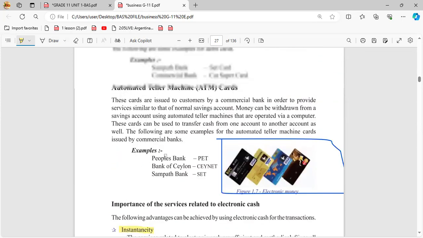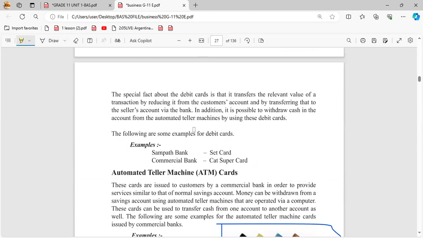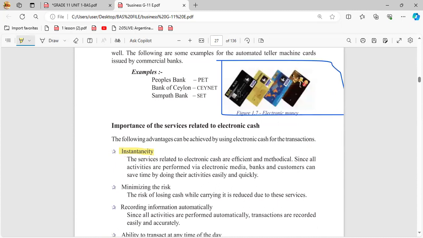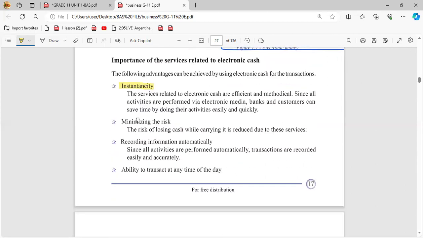For example, say you have taken this card to Apico Super Center, and at once one person steals your card and runs away. What can you do? Quickly, you can call the bank and ask them to stop the payments, stop your card function. Did you understand? But if he steals your money, can you do something like that? No. Therefore, safety is there. Here, minimizing the risk: the risk of losing the cash while carrying. If you are carrying the money, sometimes you can lose it, right? You don't have security. Recording information easily.